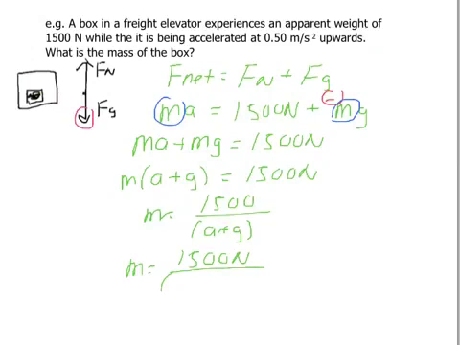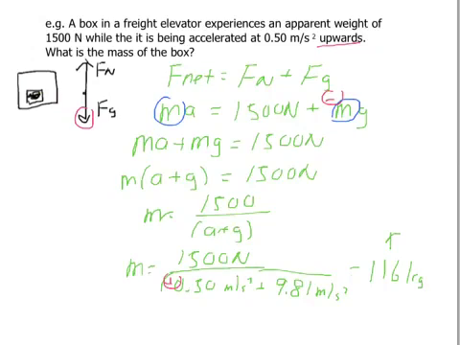Divide by 0.50 meters per second squared. It is positive because the question tells us it's accelerating upwards. Plus g is always positive, 9.81 meters per second squared. We do our math and find out the box is 116 kilograms, or 1.2 times 10 to the 2 kilograms.